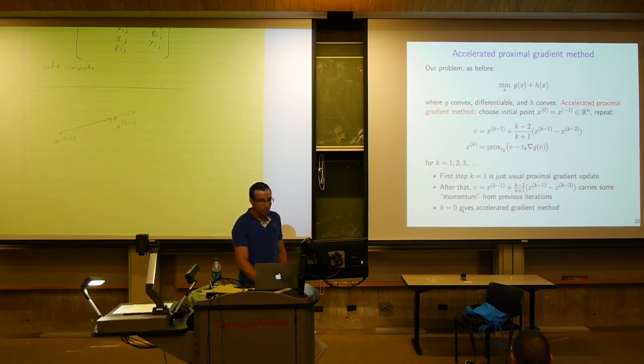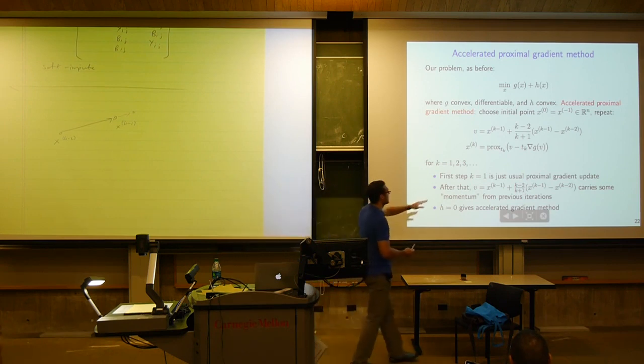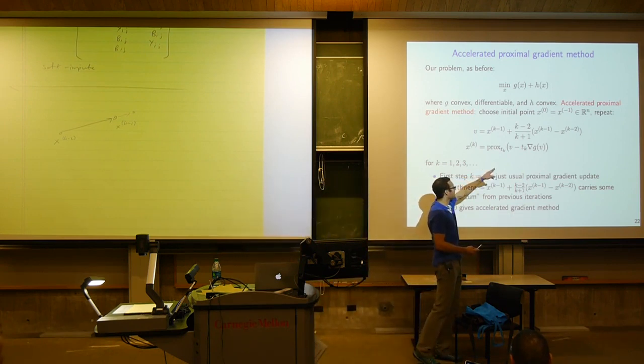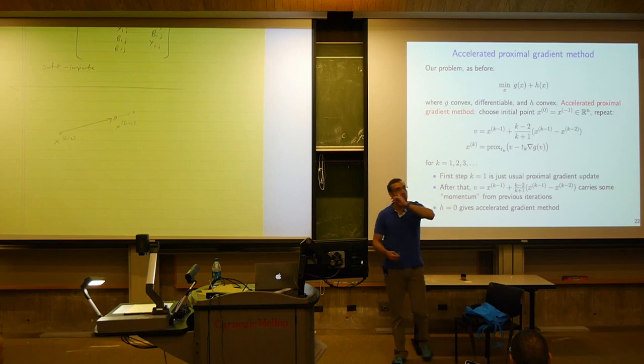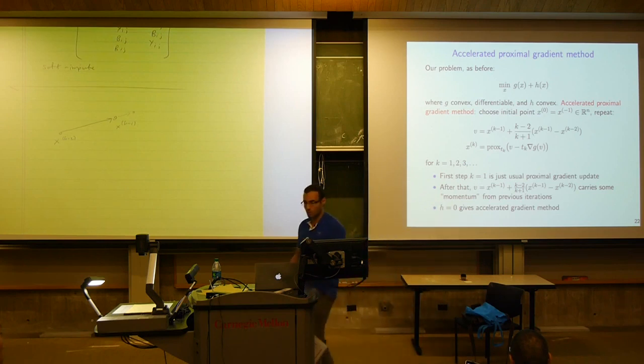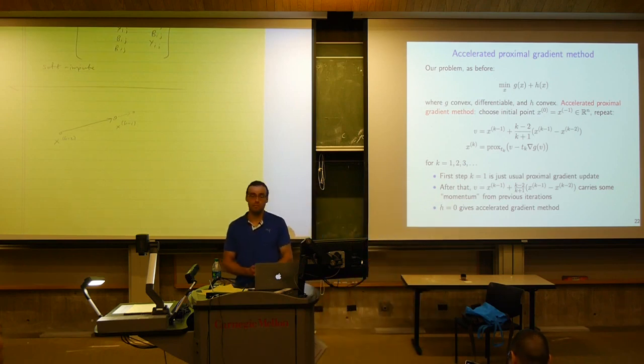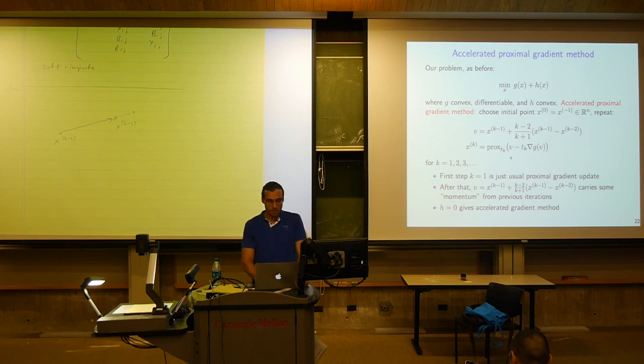And when h is 0, if I didn't have a non-smooth part at all, then I just get the accelerated gradient method, because this prox is just the identity. So I just get v minus tk grad g at v, and that's just accelerated gradient descent, which is what Nesterov proposed in 1983.